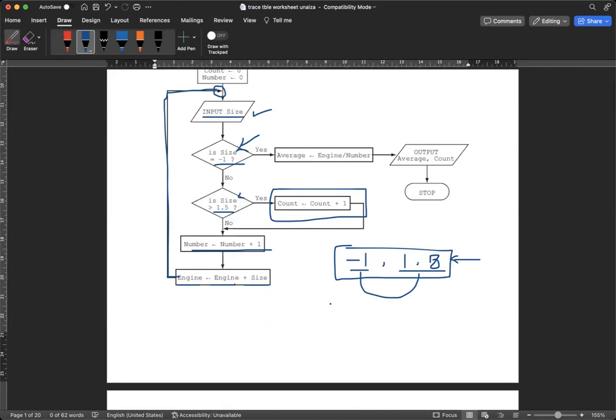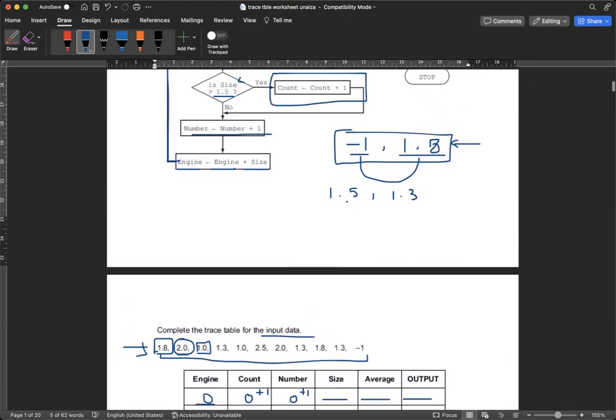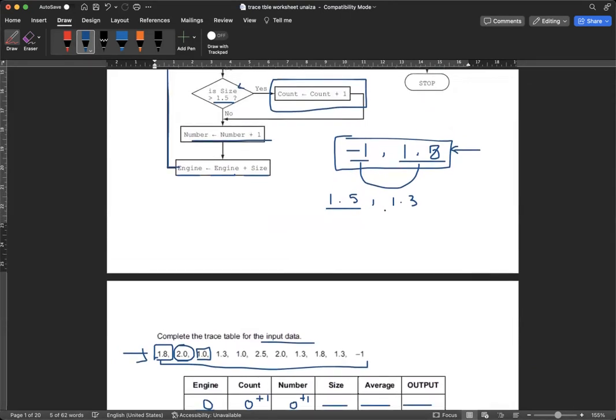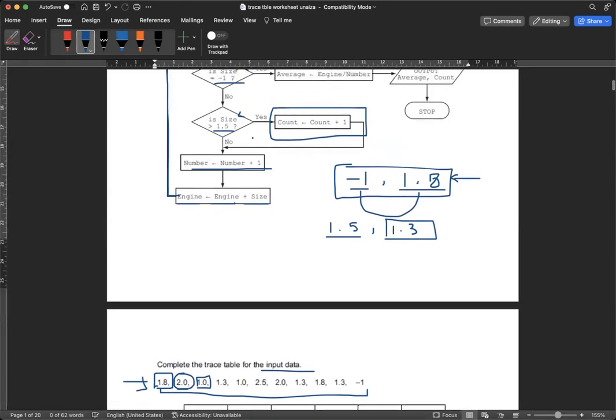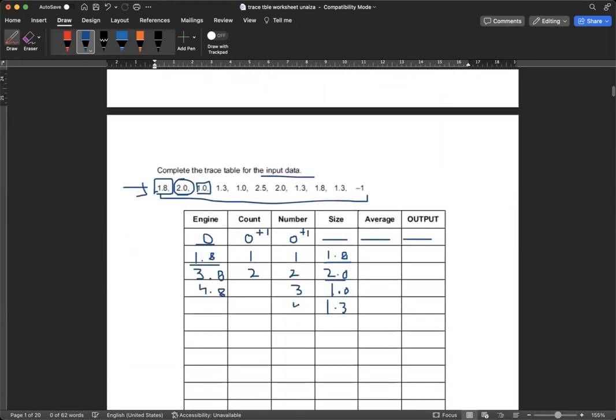You're getting mad. You didn't notice that 1.5 and 1.3 values are not greater. So you said, yes, it is greater. Look, this is the thing you are not getting. Look, 1.3 and 1.5. Is size greater than 1.5? How is 1.3 greater than 1.5? Tell me. It isn't. It is not greater. So we have to move to the no option. Again, we are not going to use count. So number plus one becomes four, and then 4.8 plus 1.3.